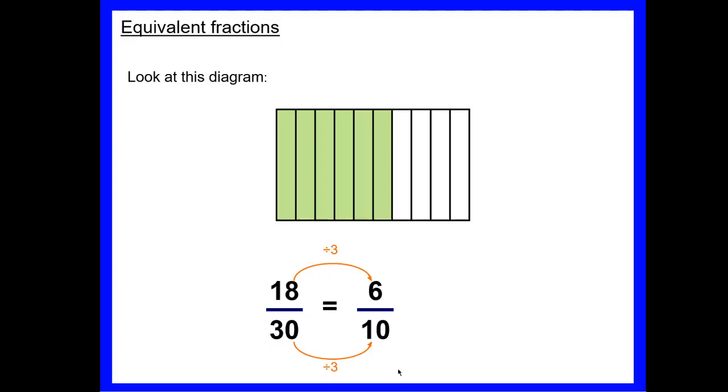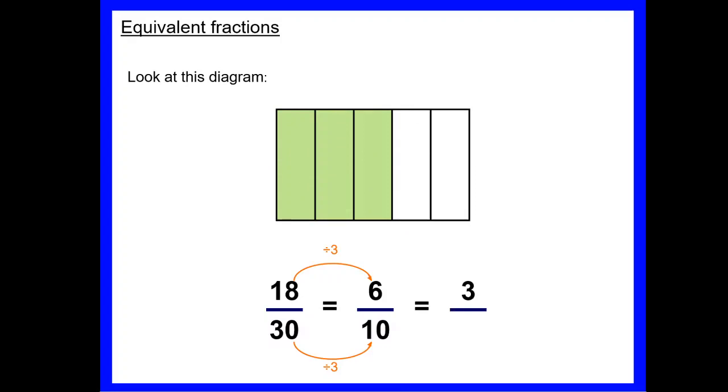Let's take away some more lines. Now we've only got 3 green pieces out of 5 pieces altogether. To go from 6/10 to 3/5, to get from 6 to 3, we would divide by 2, and 10 to 5, we've divided by 2. So again, equivalent because we've done the same to the numerator and the denominator.